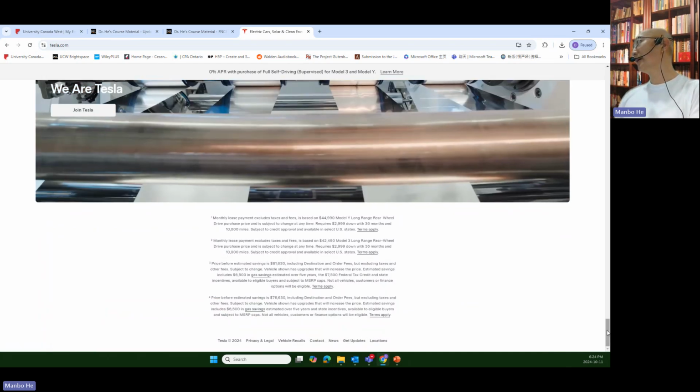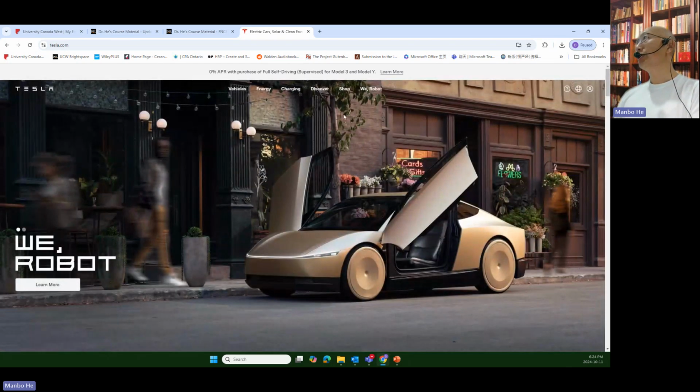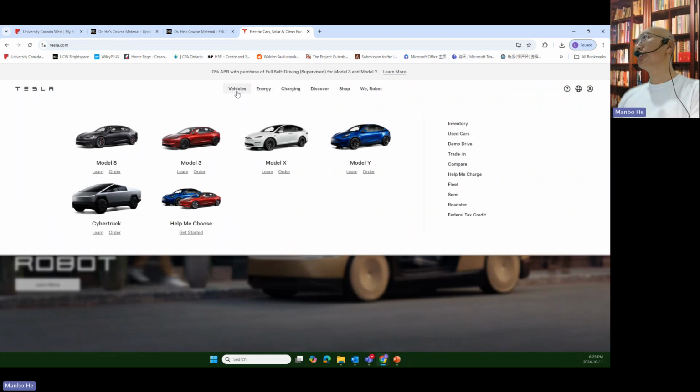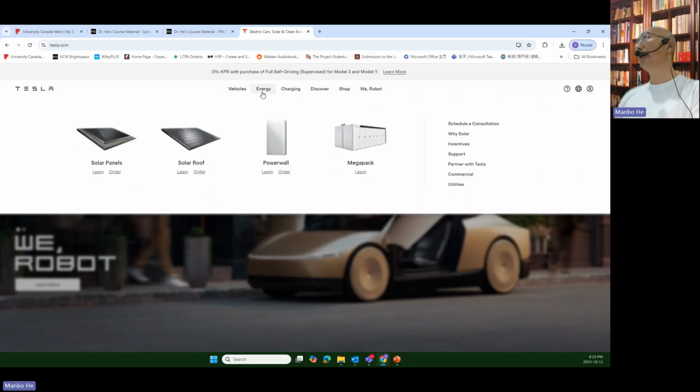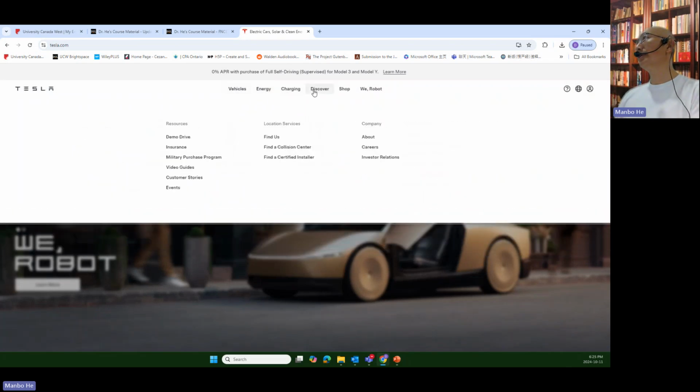For Tesla, let's check them out. Vehicles, energy, charging, Discover. Yes, under Discover we can find the company section. This is where we should go. Underneath it, you will find investor relations. Keep that in mind: the financial statements are always under investor relations for all publicly traded companies. Let's click there.